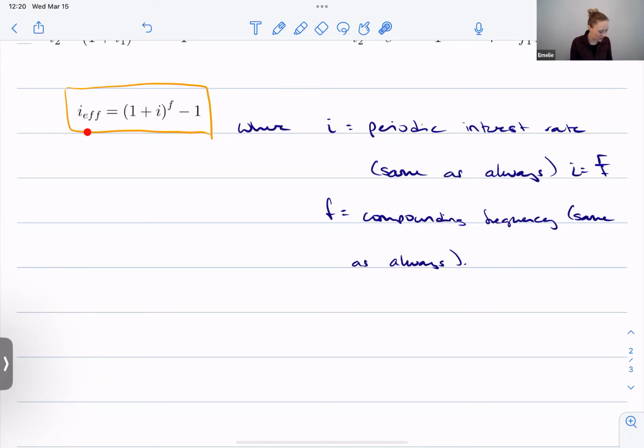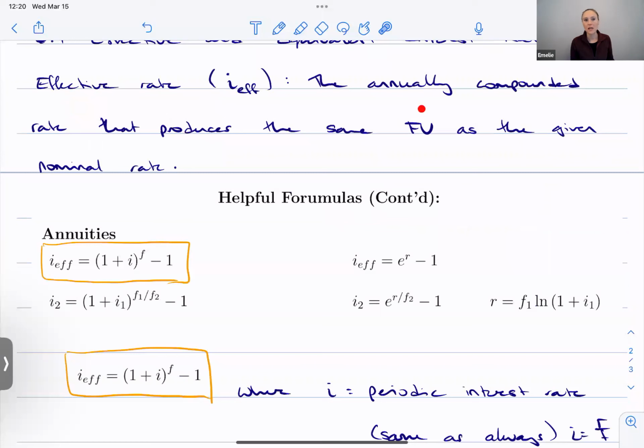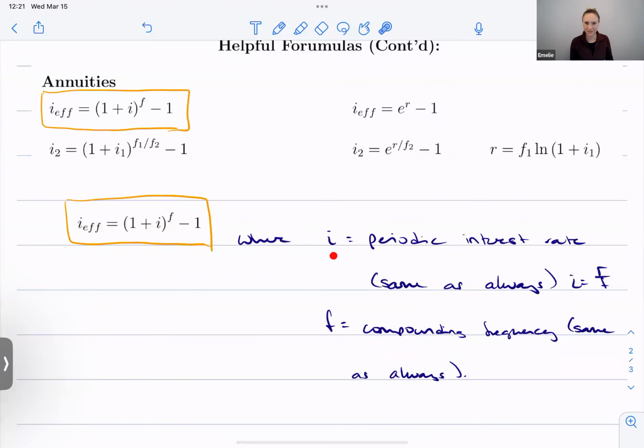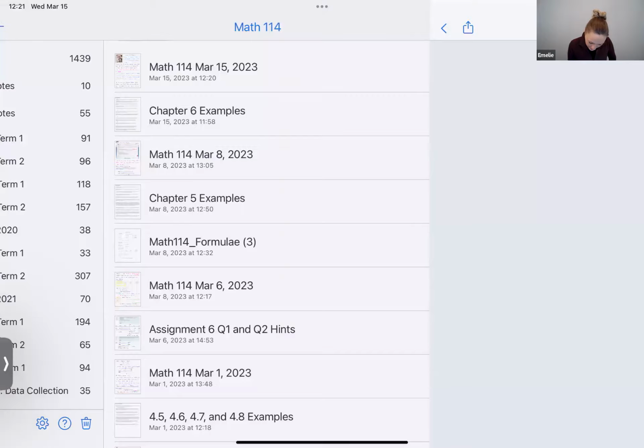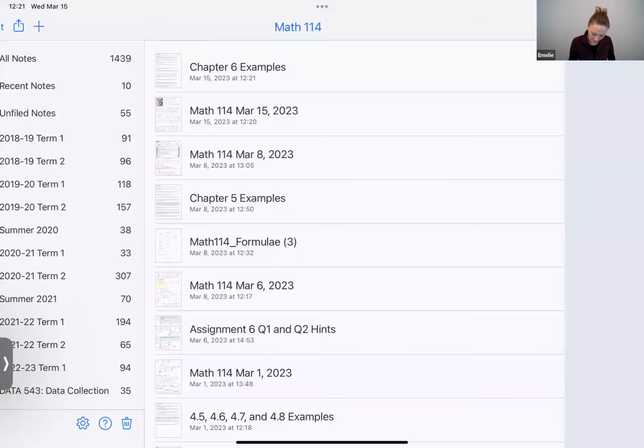And the effective rate is the annually compounded rate that produces the same future value as when compounded at this frequency. So not annually, but something else. I forgot to add one example, example 193, to the chapter 6 examples that I posted, so you'll need to jot that down. Luckily it's a little bit smaller. So I'm just going to bring it in here.